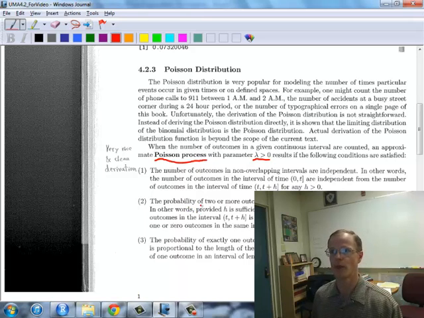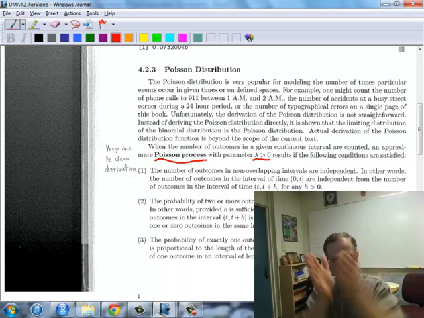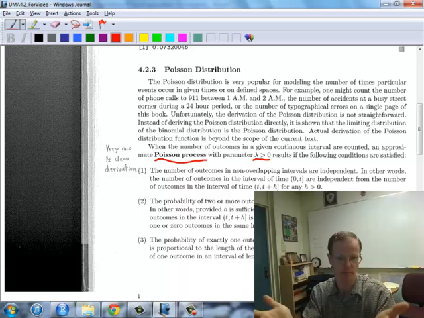Number two, the probability of two or more outcomes in a sufficiently short interval is virtually zero. So it doesn't matter how big it is. Once you get it short enough, you're either going to have one event or no events.